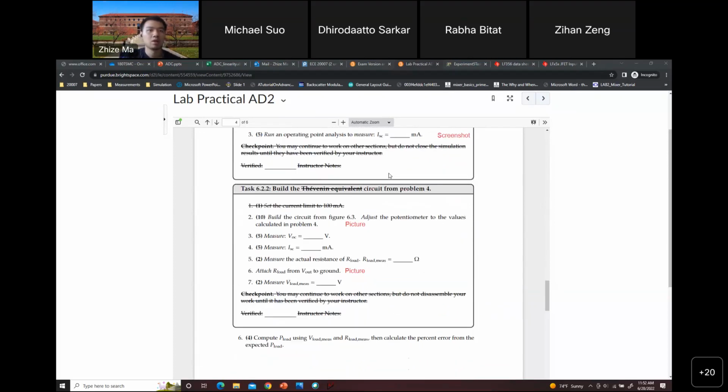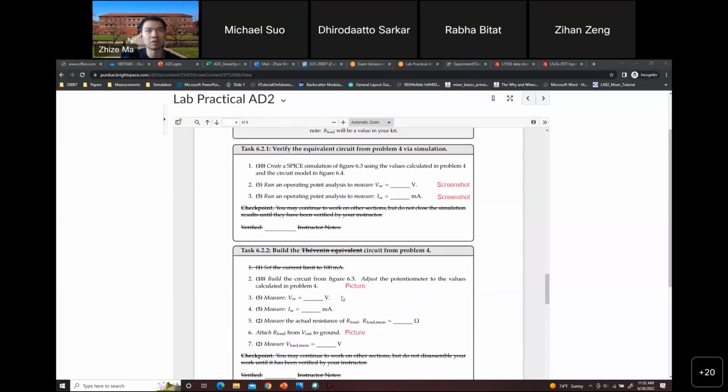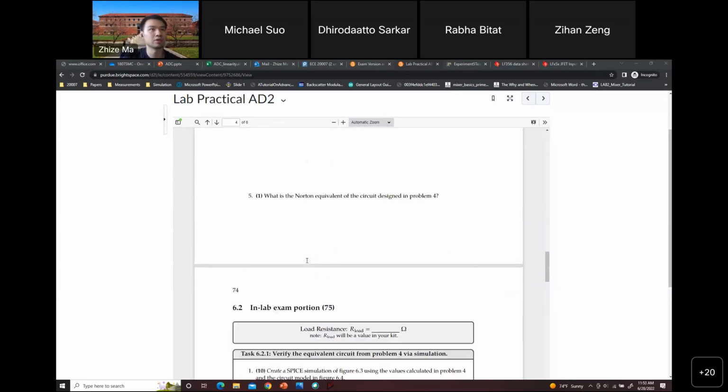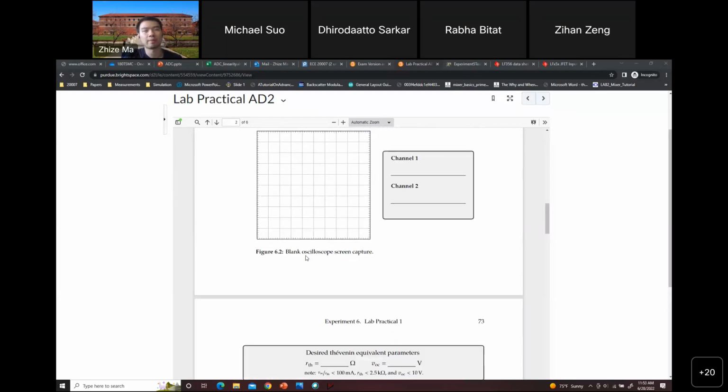Just make sure when you're doing the real practical, it's not the first time you build this circuit. And I think the lab practical is due next Tuesday midnight. You have 2 hours to finish the in-lab portion, which means the take-home portion you need to submit by like 10 p.m. next Tuesday.